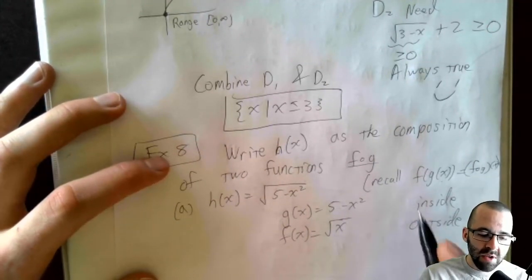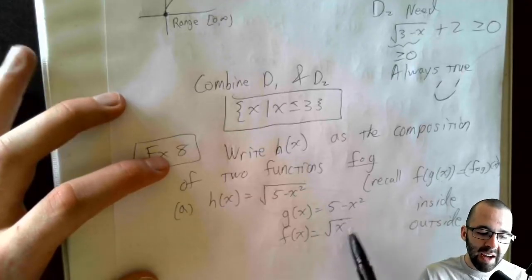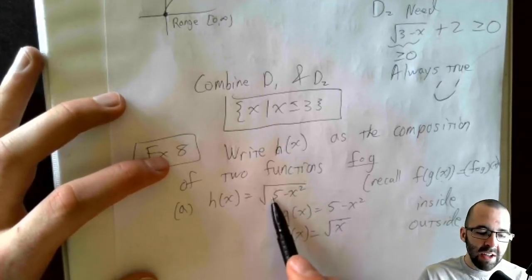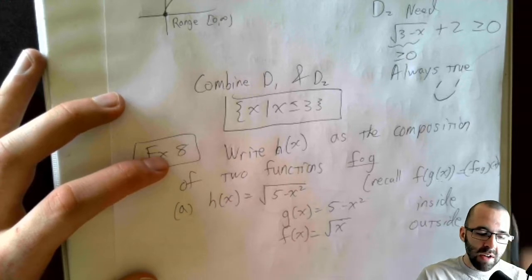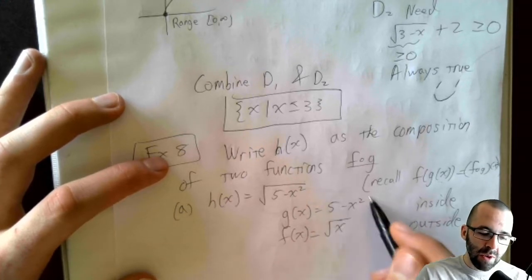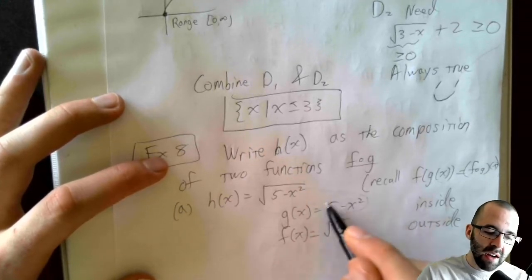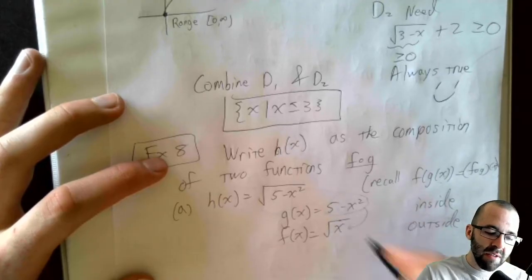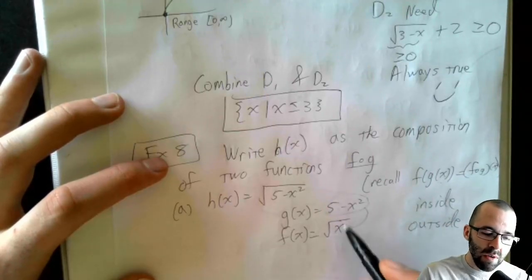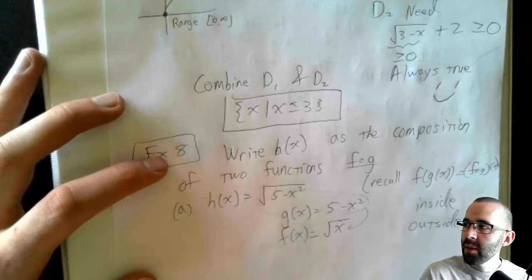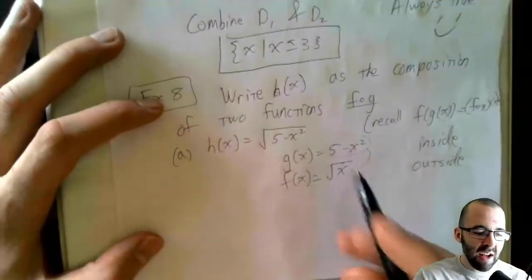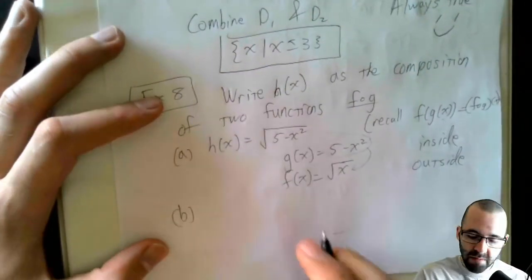Okay. So that if you plug in your inside to your outside, you should get h. So notice, if we plug this into our outside function, we do get the square root of 5 minus x squared, which is exactly what we wanted. Okay, so that's how you sort of approach these.